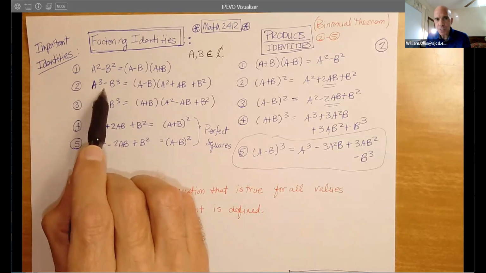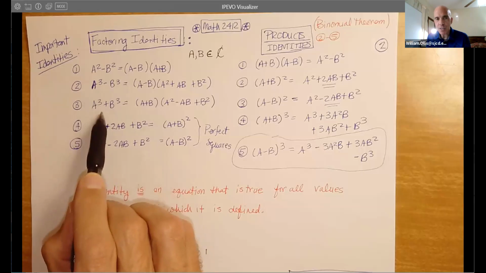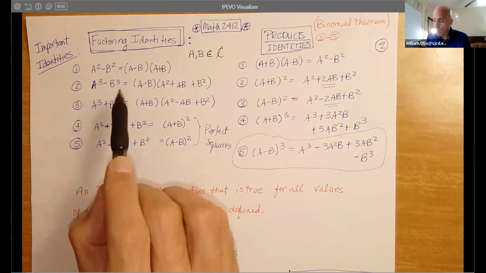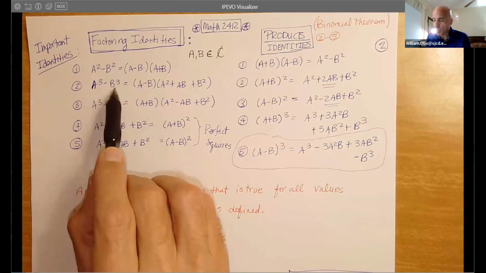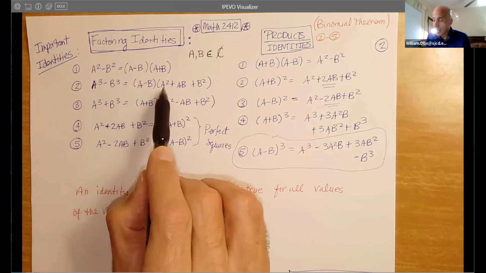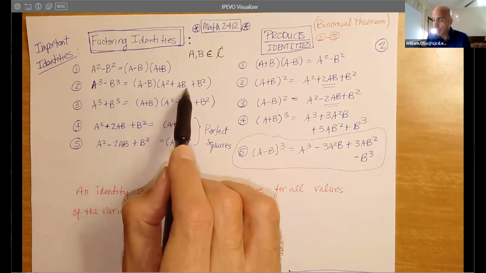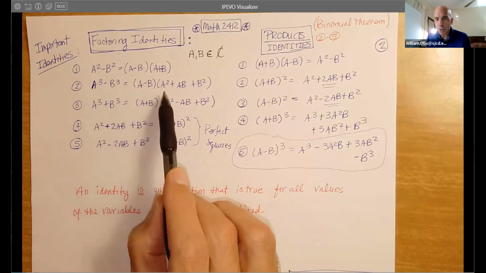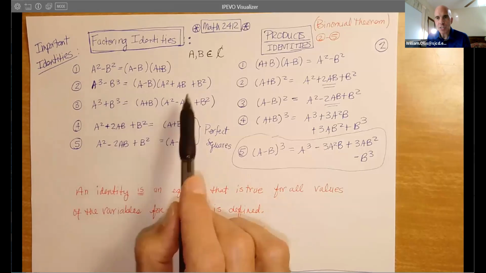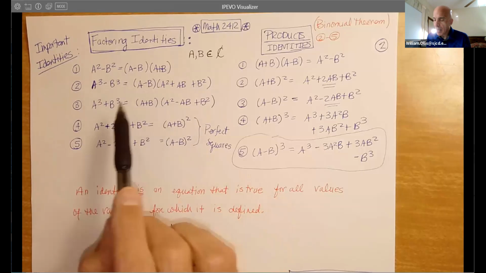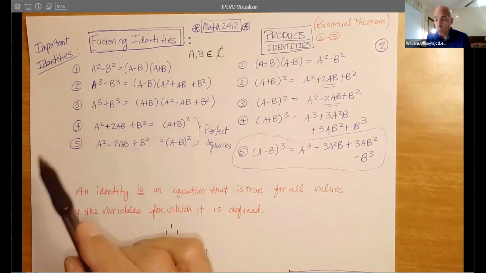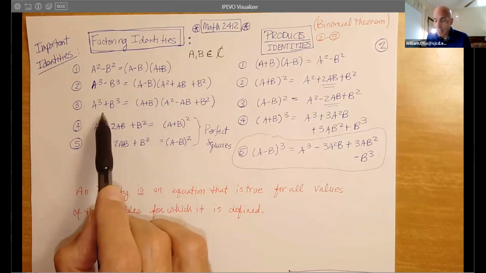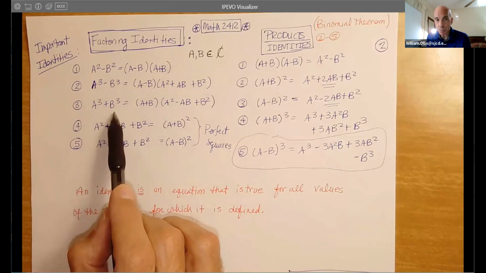We have the difference of 2 cubes, and we have the sum of 2 cubes. So for instance, A cubed minus B cubed will be A minus B times A squared plus AB plus B squared. I want you to know these. Now, how do you prove them? Well, you multiply it. Use the distributive law. Again, brute force. Number 3 is A cubed plus B cubed.